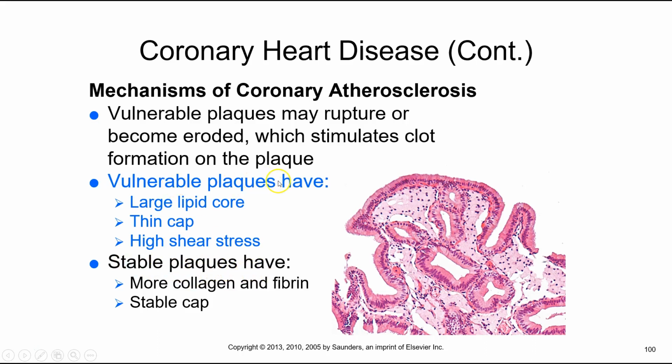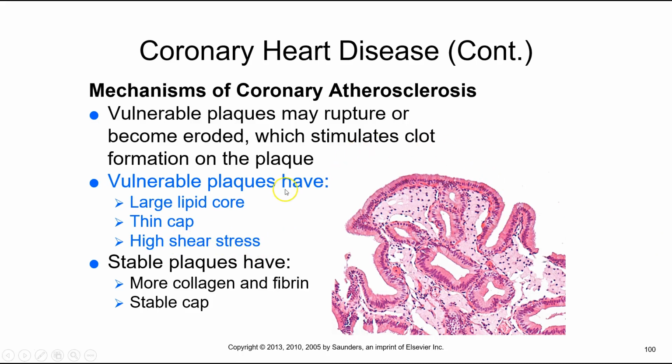A vulnerable plaque is going to have a lot of lipids in it. It's a large lipid core. It's going to have a thin cap and there's going to be high shear stress. So maybe your blood pressure is really high, maybe the velocity of your blood's going very fast, and it's just going to shear off the top of this lesion and you're going to throw a clot.